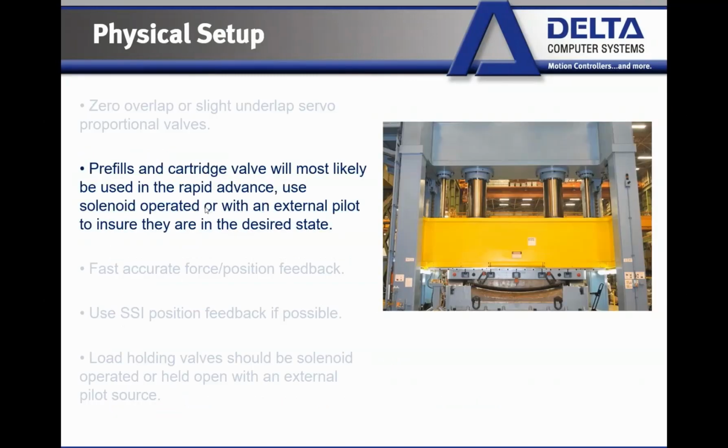Prefills and cartridge valves will most likely be used in the rapid advance. That's just part of the press industry, really. When you're using these, use solenoid operated or with an external pilot to ensure they're in the desired state. And this is really going to make it easy for you to do the setup, get your tuning done quickly. It's going to make things a lot more simple when it comes time to try to tune things up or use the PID to get fine control. This is going to, again, just save you time, give you a much easier time with the setup.